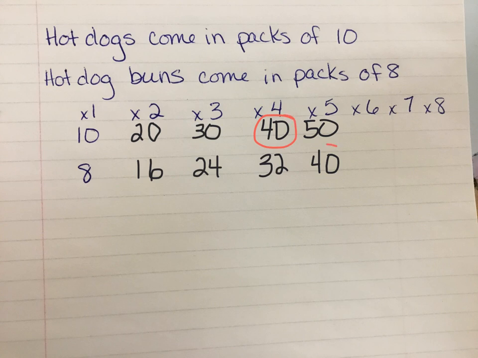So this is the number that they have in common. When I go to the store, I'm going to know, hey, 4 packs of hot dogs and 5 packs of buns. No hot dog is going to be without a bun, and all is right in the world.